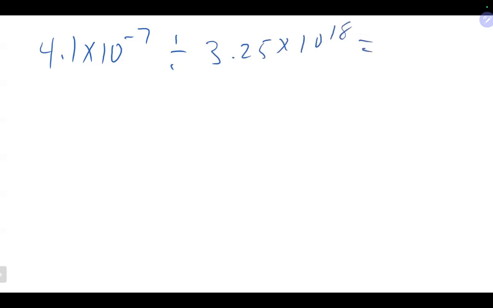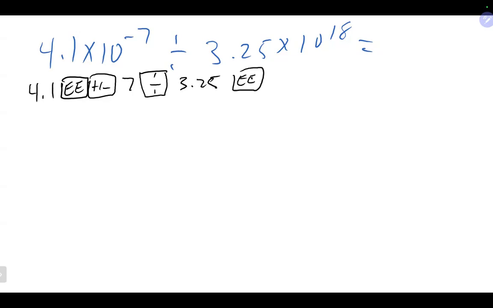So why don't we try one just to make sure your calculators work. Let's do 4.1 times 10 to the minus 7 divided by, just make it up, 3.25 times 10 to the 18. I'll do it as well. We'll see if we get the same answer. We would go 4.1, then hit our exponent button, then our negative button, hit 7, do our divide button, 3.25, exponent button. No need for the negative here since it's a positive exponent. Hit 18, then equals.